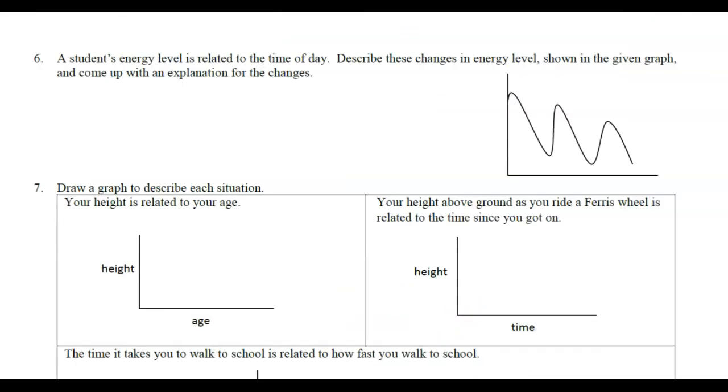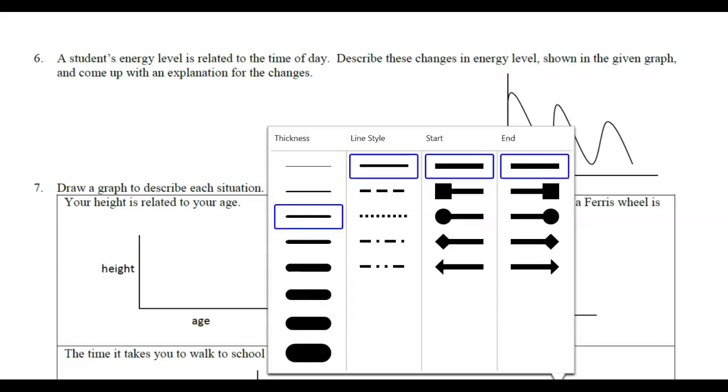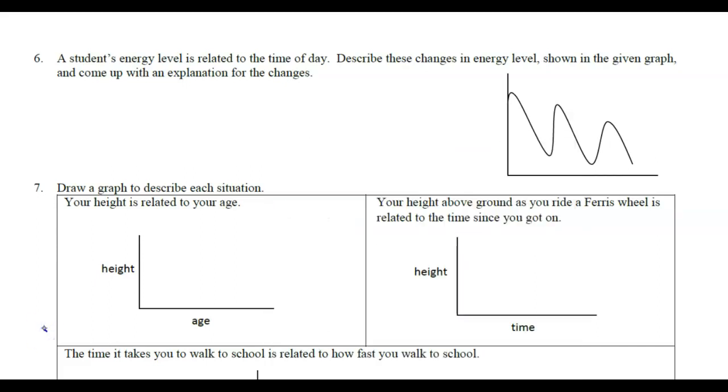Okay, so another one where we have to interpret the graph. This says a student's energy level is related to the time of day. Describe these changes in energy level shown in the given graph and come up with an explanation of the changes. So this initial point here, that's at the beginning of the day. So that's when you wake up in the morning. Okay, typically you should have, so point A, we'll call it A, is when a student wakes up.